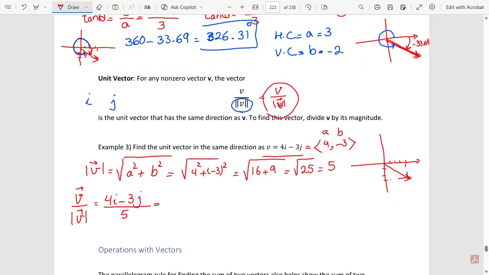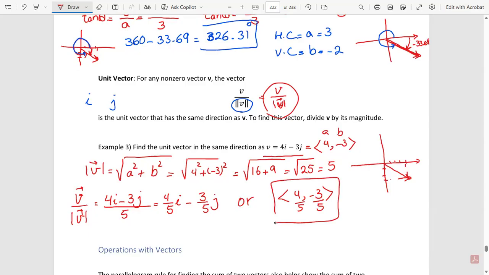You can divide each part separately. You can write it as 4 over 5 i minus 3 over 5 j. Or you can divide the vector components, 4 and -3, each by 5. So now we have a vector whose magnitude you will find to be 1, because it's a unit vector. But if you graph it, you will see that it has the same direction as your vector V.